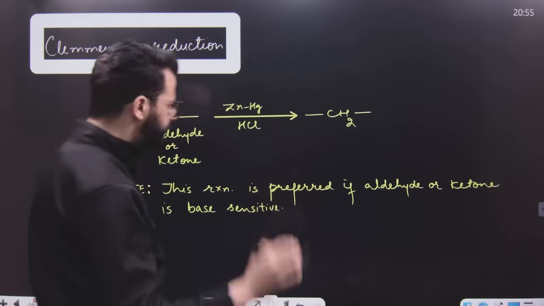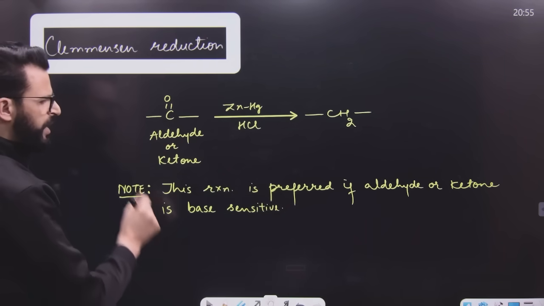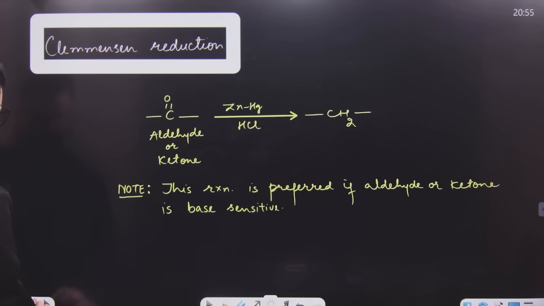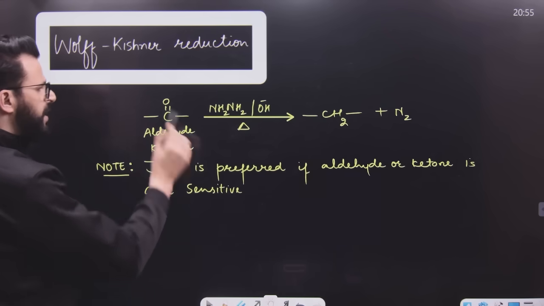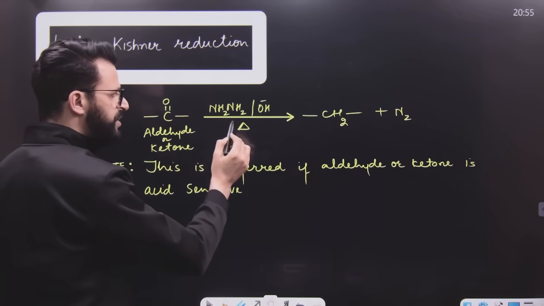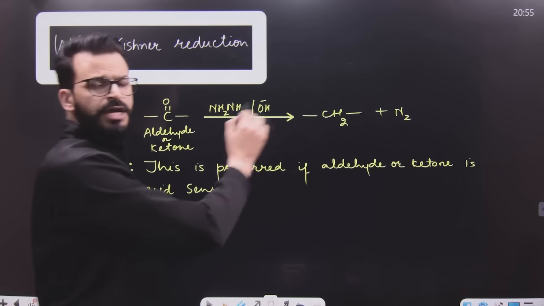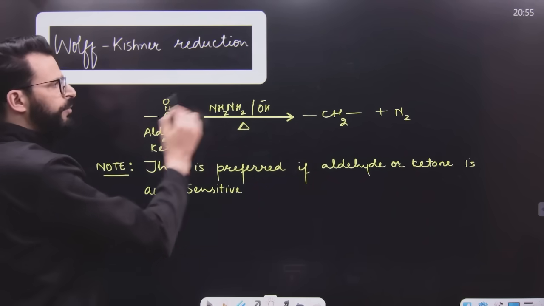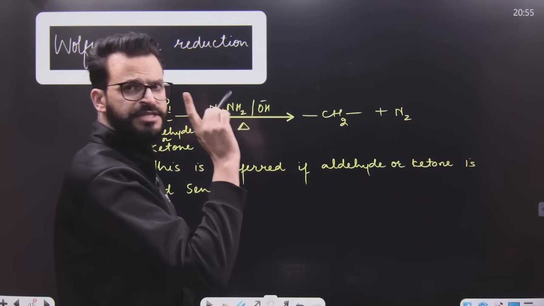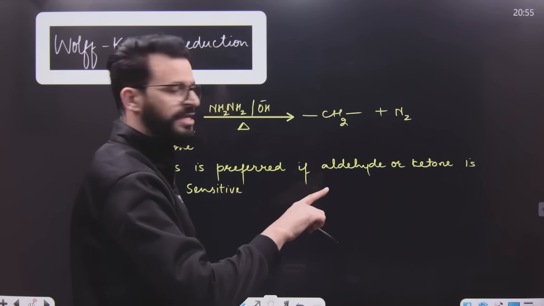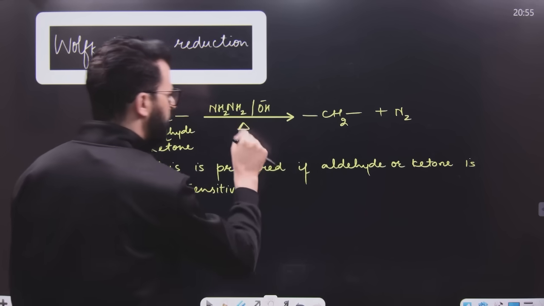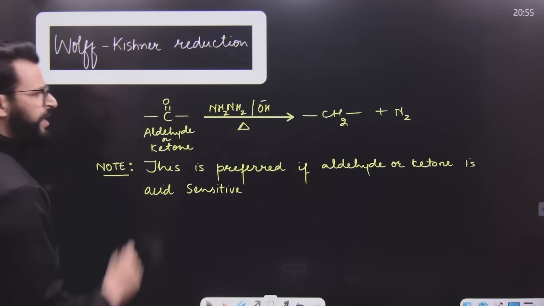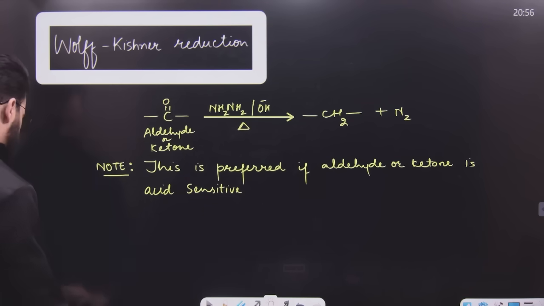But remember, if aldehyde or ketone is base sensitive, then this reaction is preferred. This is known as Clemmensen reduction. Similarly, if aldehyde or ketone on treatment with hydrazine in basic medium is heated and it results in the formation of hydrocarbon, that means here once again C double bond O is changed to CH2 like that of Clemmensen reduction, but Clemmensen reduction takes place in acidic medium. This reaction takes place in basic medium, and the reaction is known as Wolff-Kishner reduction, and this is preferred if aldehyde or ketone is acid sensitive.